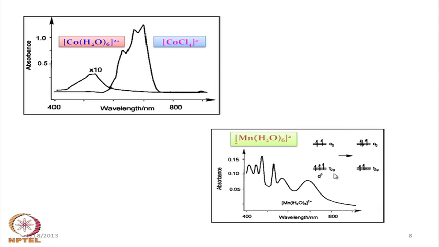The Laporte selection rule tells us that for a regular transition in this region, the corresponding rule is delta S equal to 0. That means we do not have any spin state change. But here the spin state change is there, so we have a spin forbidden transition, and that is why the intensity is very weak. So the transition is there, but it is both Laporte forbidden as well as spin forbidden.